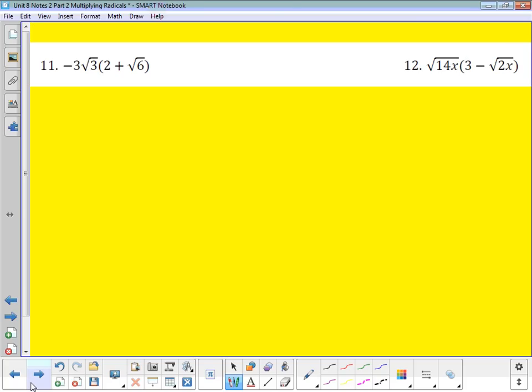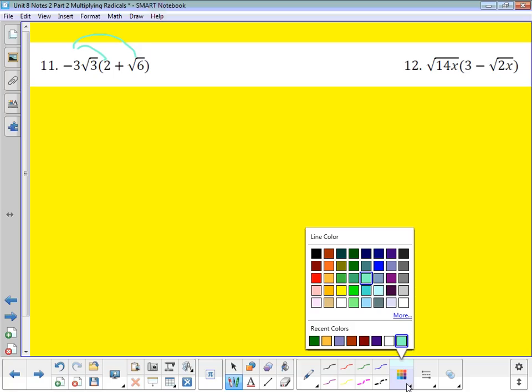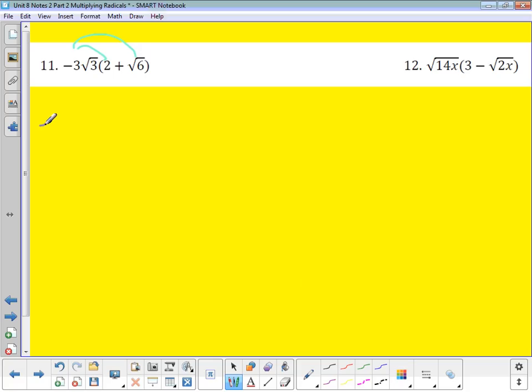Next, let's take a look at number 11. So we're going to go ahead and distribute this in. I'm going to take each of these and multiply them. I'm going to multiply by the coefficients on the outside. So I have a negative 3, and that negative 3 is actually going to be multiplied by that 2, because both the negative 3 and the 2 are on the outside of the radical. So left underneath the radical is 3.